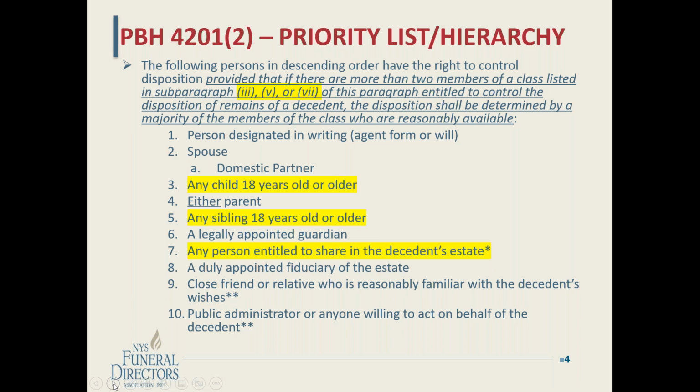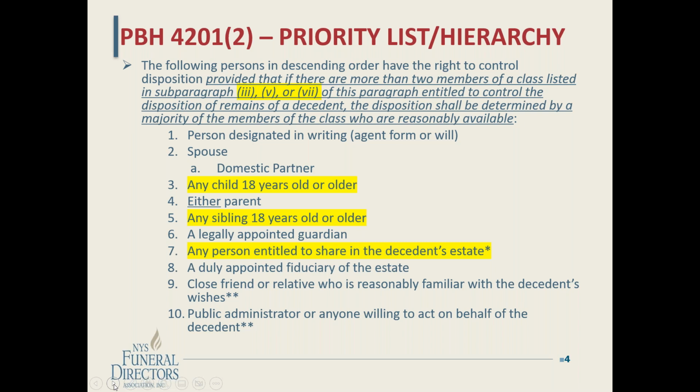So let me just go through the overall list first, and then I will talk about the actual specific change that took place. When you look at the law, it will read that these following people in descending order have the right to control disposition. So the higher up you are on the list, you're the person who's going to control. The language that was added says that provided that if there are more than 2 members of a class listed in subparagraphs 3, 5, or 7, which I've highlighted for you on the list, then you would have to have a majority of the members of that class who are reasonably available. So what does that mean?